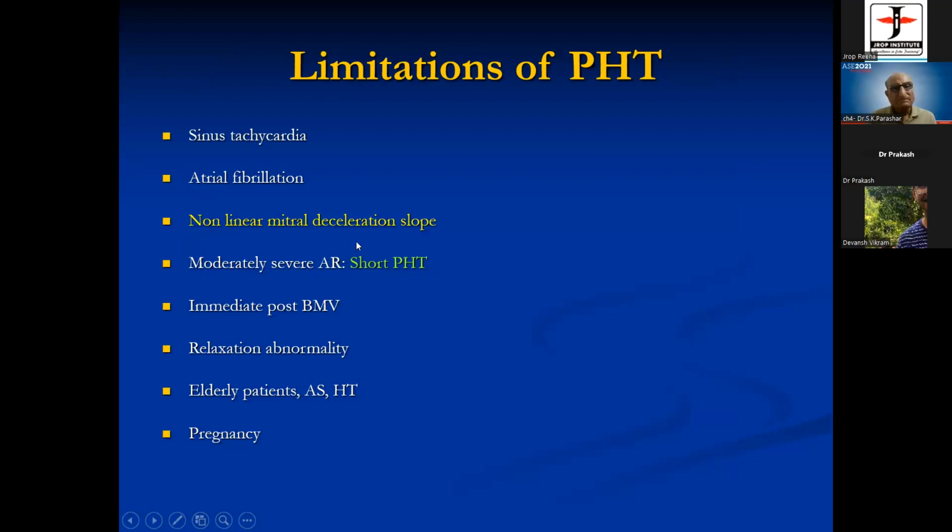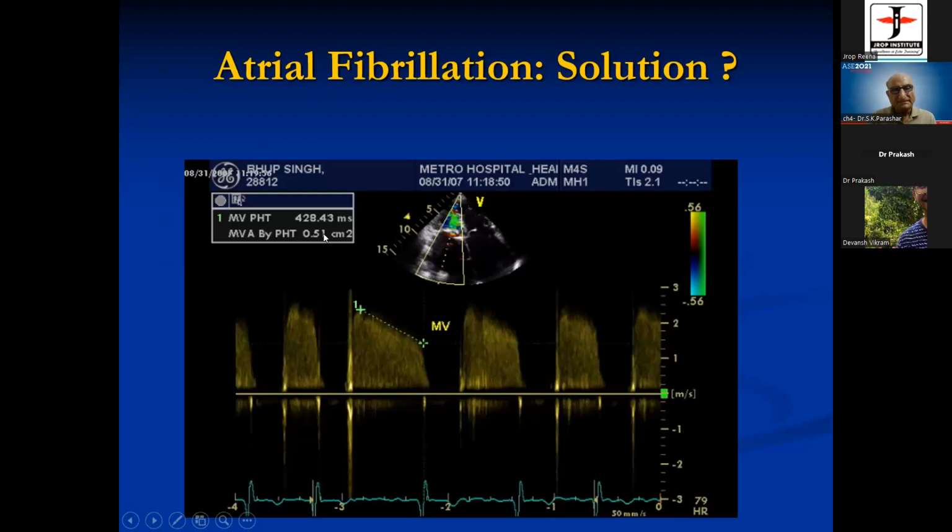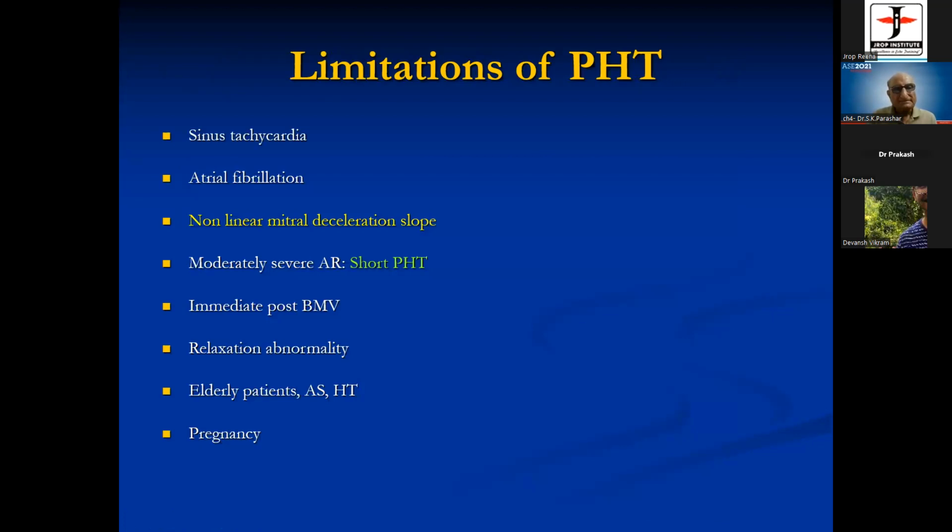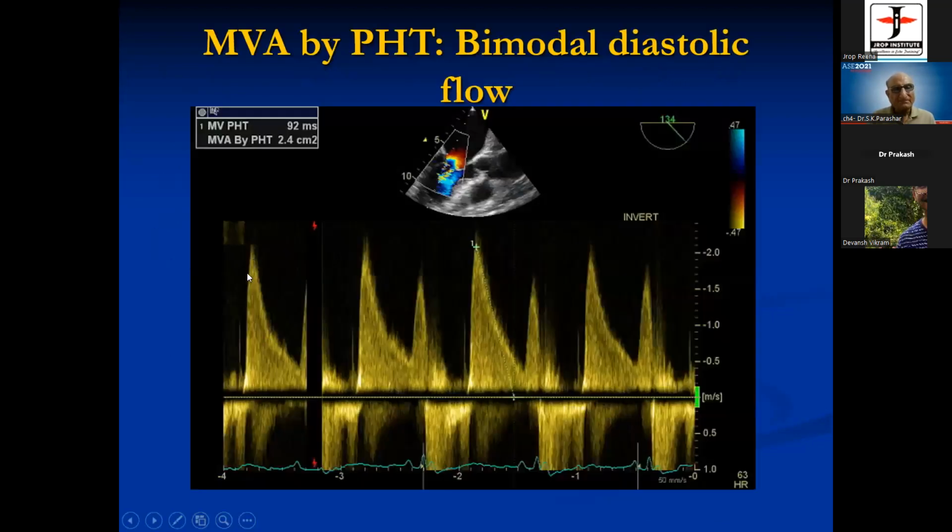Third is again you will find a non-linear mitral deceleration slope. Now you see this is a normal mitral wall slope. Now here you see this non-linear one. Now if you measure here, you may get an area of almost about 2 to 3 centimeters or so. So we do not measure here. We measure the mid-diastolic slope like this, because this is known as a non-linear slope.